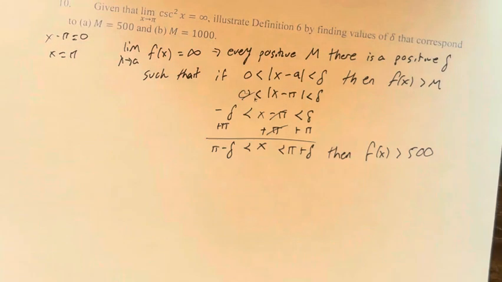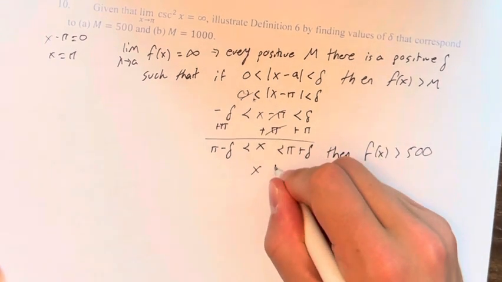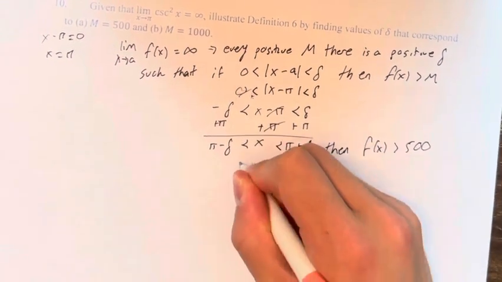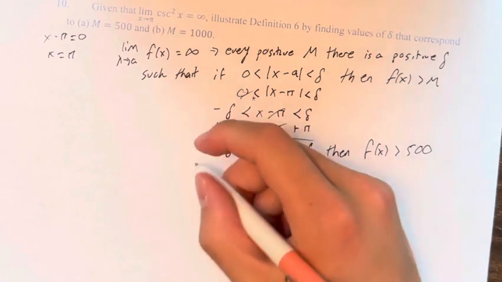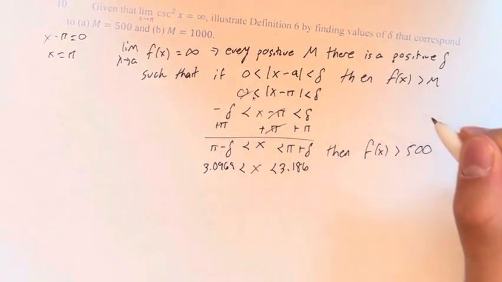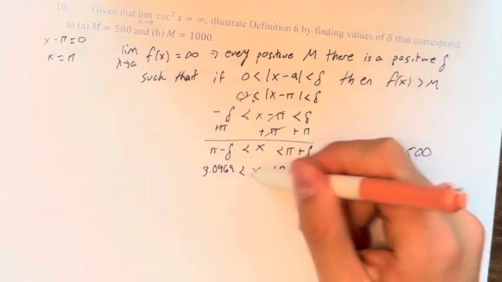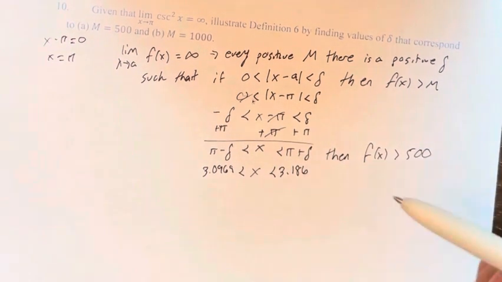So if we zoom in here, right here we have 500. This is the point where y equals 500. At this black line, we have these points right here: 3.0969 and 3.186. So x is between 3.0969 and 3.186, and we're saying that within this range, all the values are greater than 500.